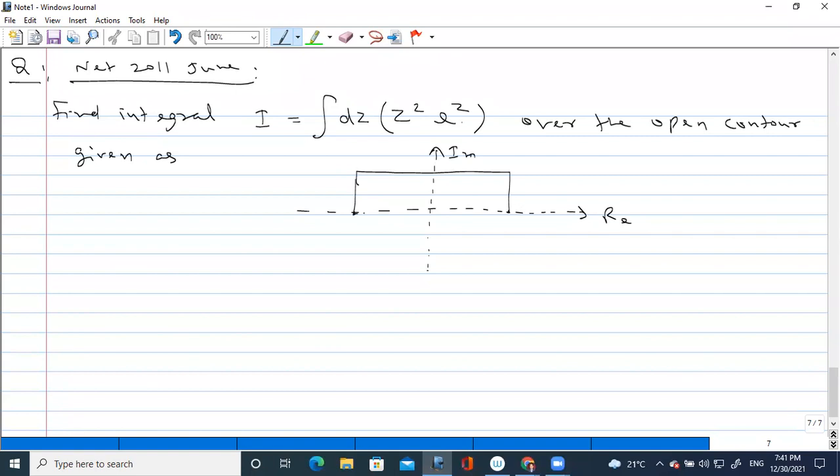Okay, only this much. This contour they have given, this contour is C. And it is touching at the point 1, 0. This point is -1, 0. And this point is 0, 1. Okay, these are the points they have given.